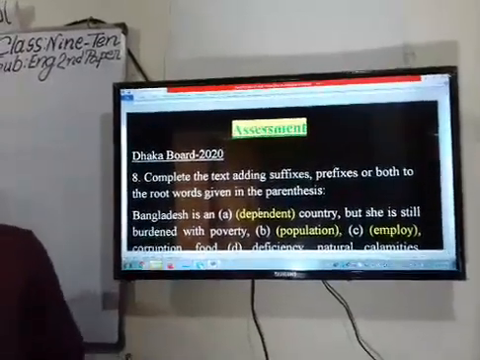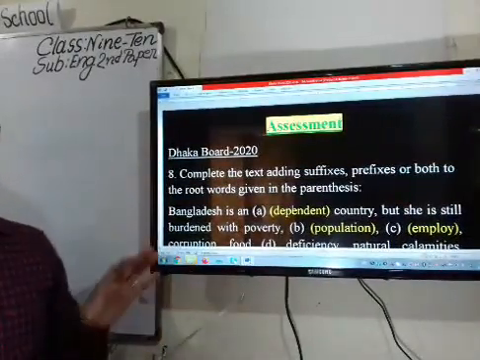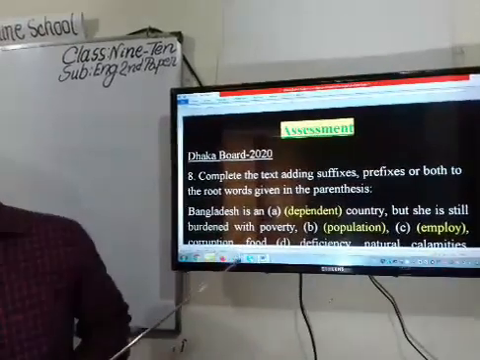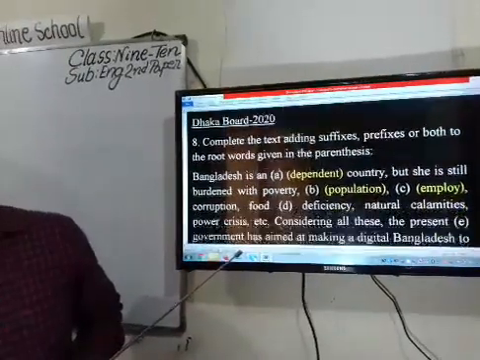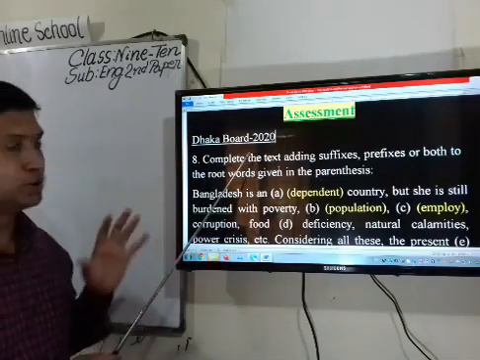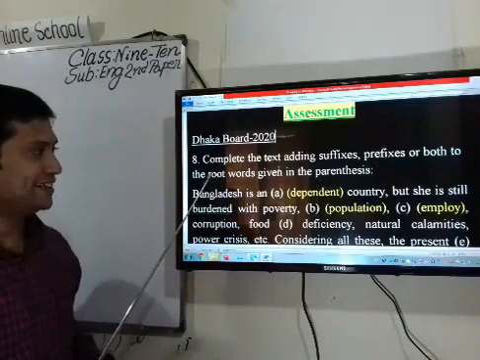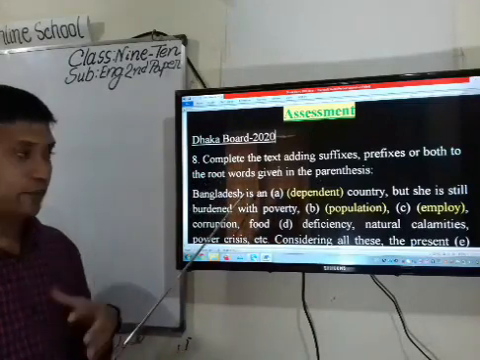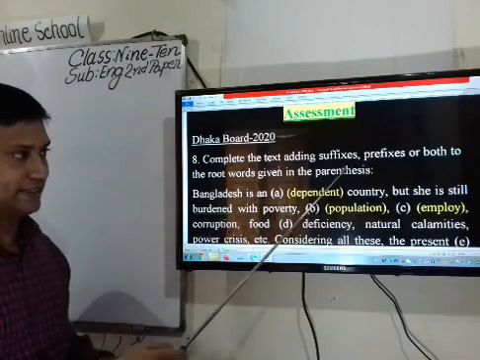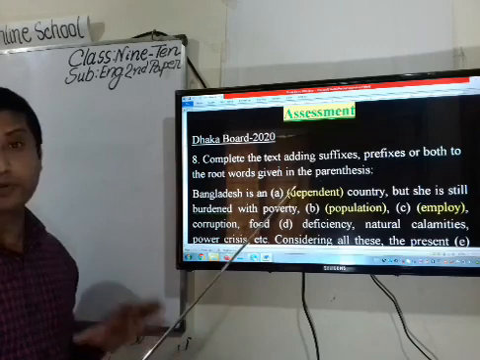What can you see on the screen? This is also an assessment. First you will try, then I will help you. Students, this question is from Dhaka Board 2020, question number 8, and it is related to today's topic. Complete the text by adding suffixes, prefixes, or both to the root words given in the parentheses.